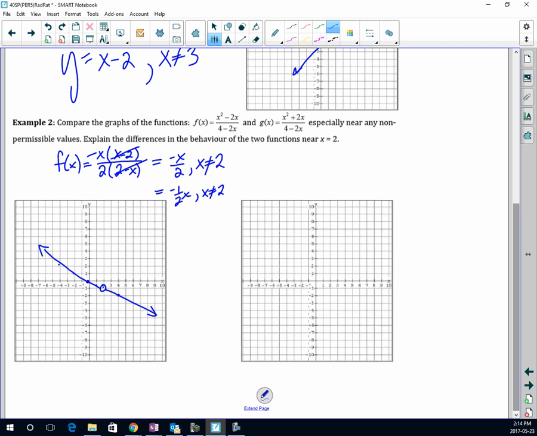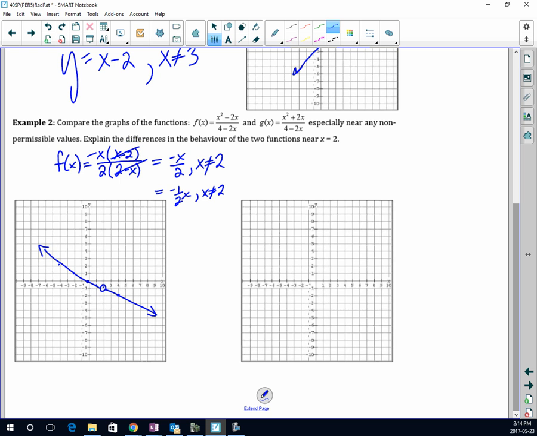If I sub 2 in here, what's negative 1/2 times 2? Negative 1. That's where the hole is, right? Okay, so if I substitute 2 into the original, what do I get there? 2 squared minus 2 times 2 gives me what on top? 0. Then I substitute 2 here. I get 4 subtract 2 times 2, 0. I get 0 divided by 0. Does everybody see that when it's 2, I get a hole?